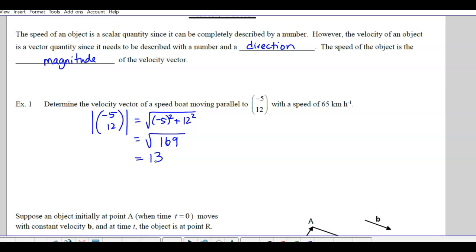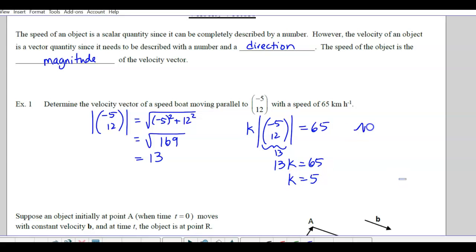Algebraically, if you want to show your work, you can go, okay, k times the magnitude. That's really the equation you're solving to get k. We just calculated that was 13, right? So 13k equals 65, so k equals 5. Therefore, your velocity vector is 5 times (-5, 12), which is (-25, 60).